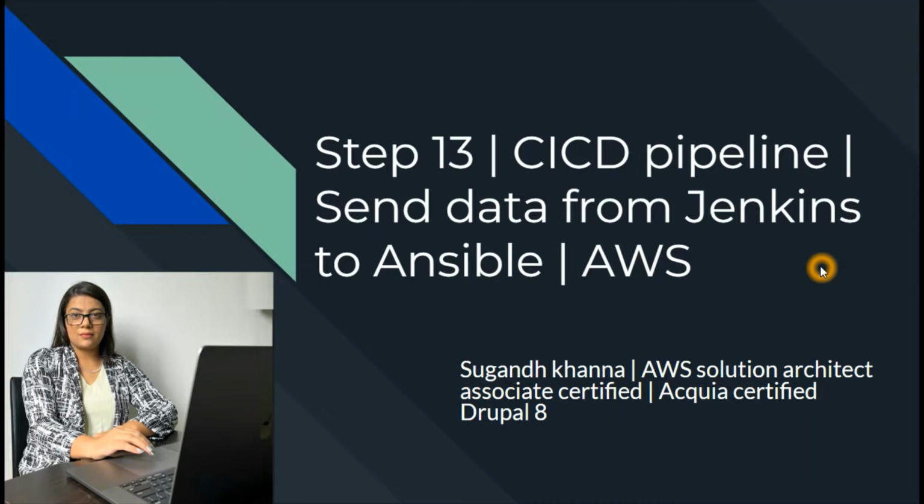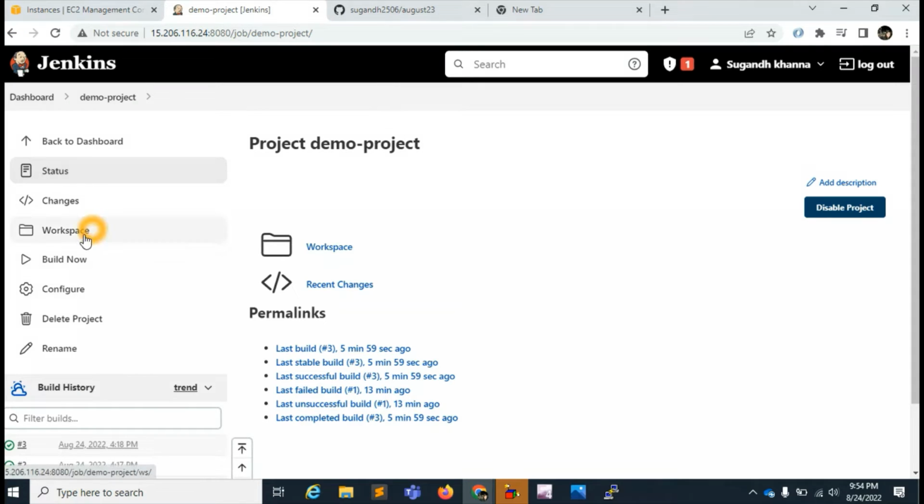Today we will learn step 13 of the CI/CD pipeline: how to send data from the Jenkins server to the Ansible server with the help of the plugin Publish over SSH.